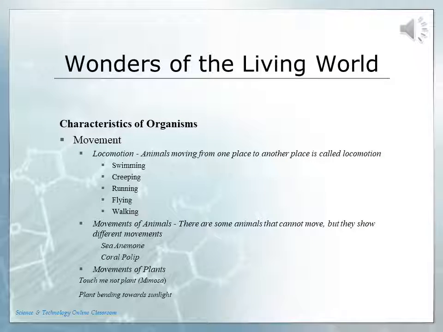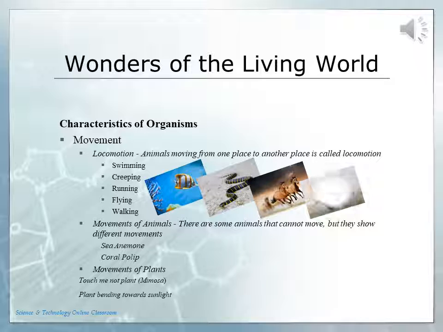Movement. Showing different movements is a common feature of living organisms. Apart from movements, some animals can move from place to place. Animals moving from one place to another place is called locomotion. There are special appendages for animals for locomotion. Several locomotions of animals such as swimming, creeping, running, flying, walking, etc.